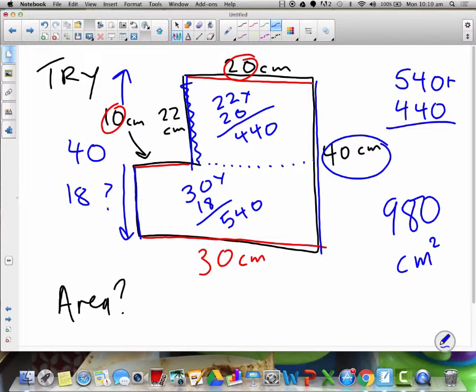And there's the try phase over. Put up your hand if you got it right. All right, hands down.